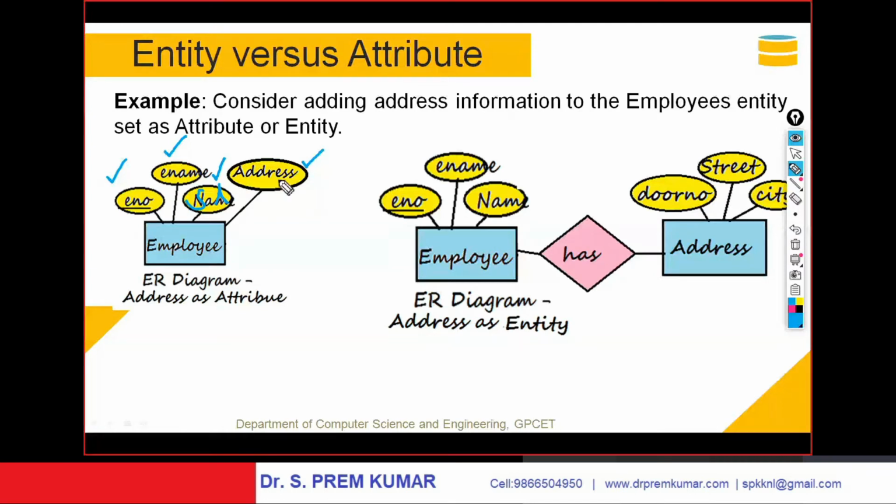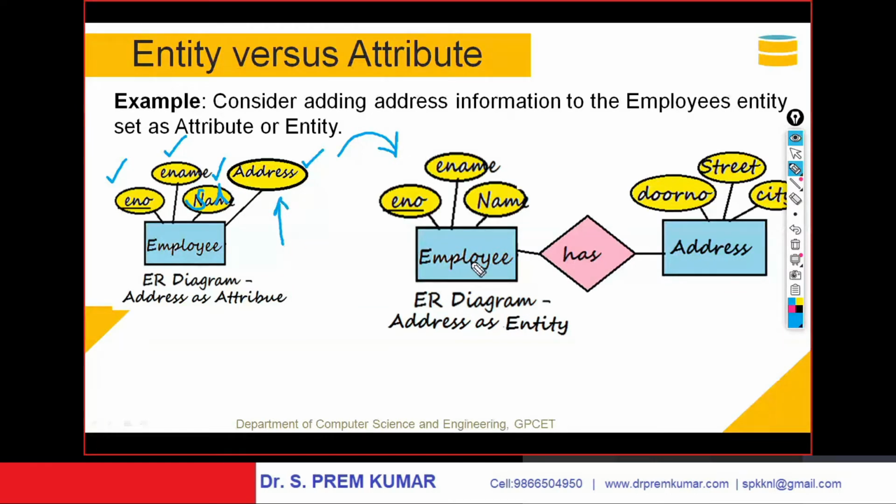Now I have a doubt, because address internally comprises a door number, street number, city, pin code. This address internally contains many sub-attributes. Then there is a doubt whether to take address as an attribute or a separate entity. The same diagram I am depicting like a separate entity. In the earlier case, address became an attribute.